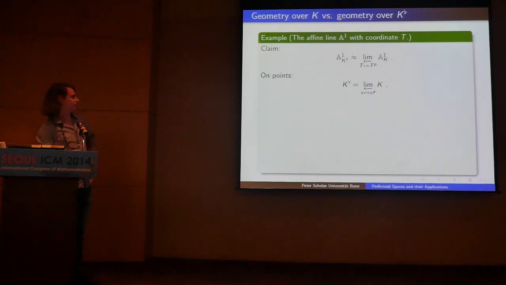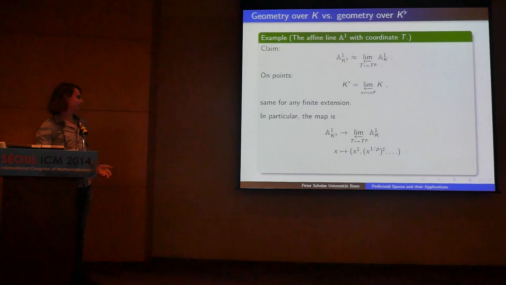So we saw that, so let's take points on both sides. On points, the left-hand side is just K flat, and this A^1 over K is just K. And we had seen this identification that the tilt, at least on points, can be identified with this inverse limit. And the same is true for corresponding finite extensions on both sides. So in particular, this means that whatever this isomorphism is as a map on points, it's supposed to be the map which sends the point x to x sharp, x^(1/p) sharp, and so on.